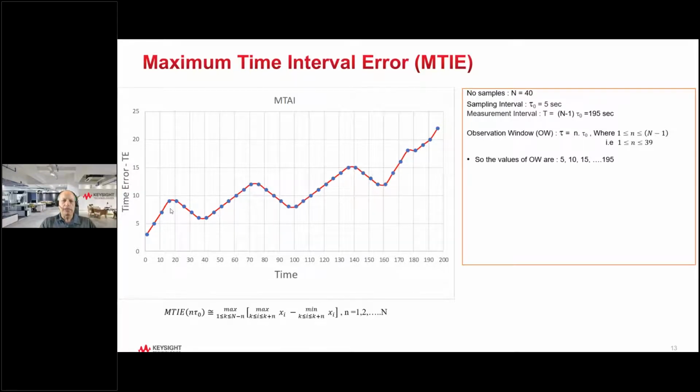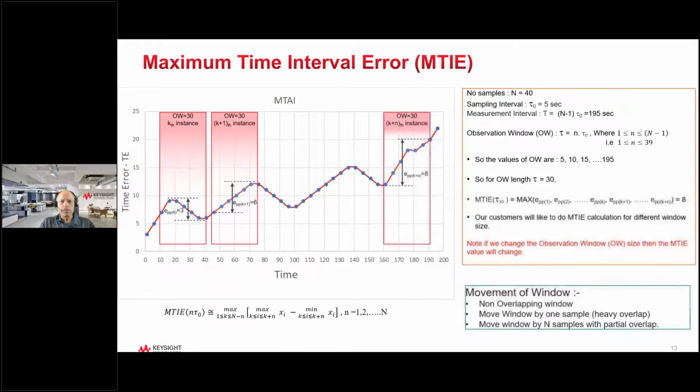Then we'll have a window that's 10 seconds and do the same thing, and then we'll plot the maximum time found across the set versus the observation window used. And the idea is, for example, for an observation window with tau equal to 30, we sample it multiple times, and we find that the maximum time interval error at that observation window happens to be 8, and we see that at this point in the graph.